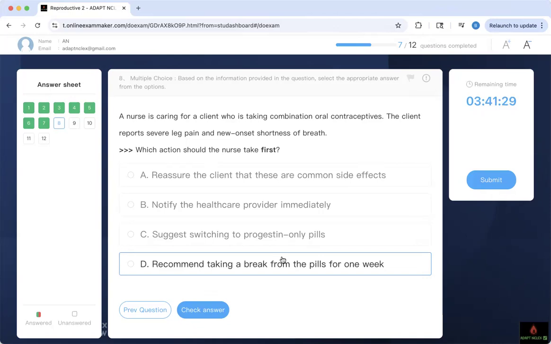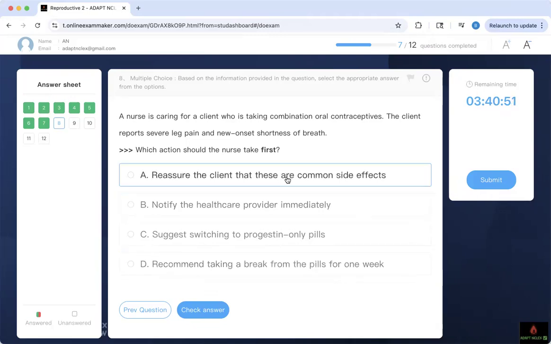What would you do? Prioritization first. Reassure the client that these are common. Notify the healthcare provider. Suggest switching to what? Progesterone-only pills, and recommend taking a break from the pills for one week. You have to see these kinds of traps. All the answers are there, but you have to focus on the key: what is happening to the patient and what the question is asking you. Do something first. If you have to do something first, what do you think you should do? Common sense question, right? Prioritization can be common sense. Which one do you pick?